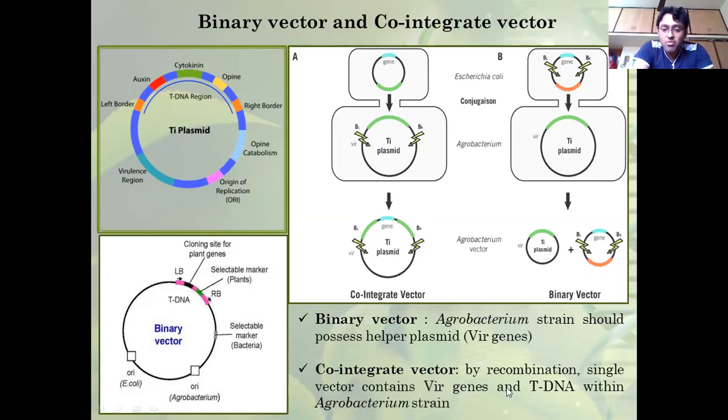So by recombination, from the single vector, we can produce the co-integrated vector. This is mainly by recombination, and a single vector contains the vir genes and the tDNA within the same Agrobacterium strain. So this is important.